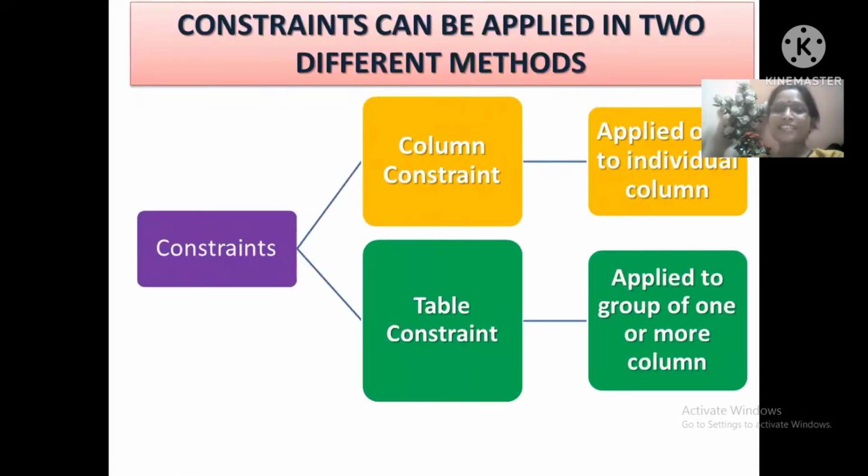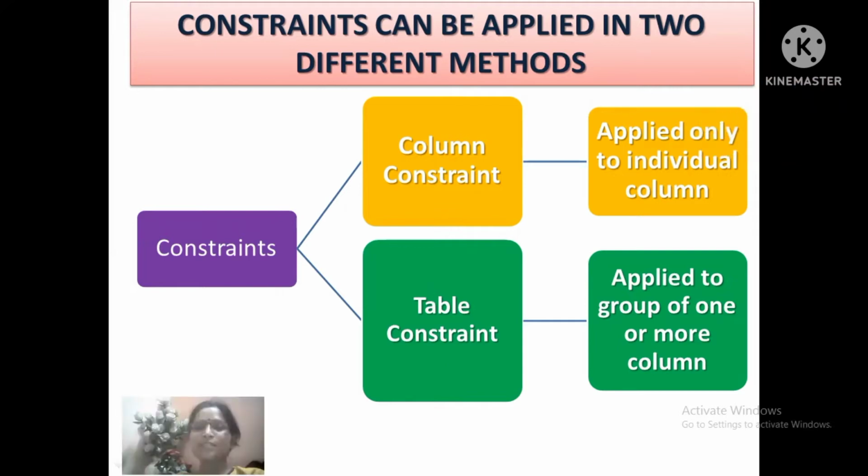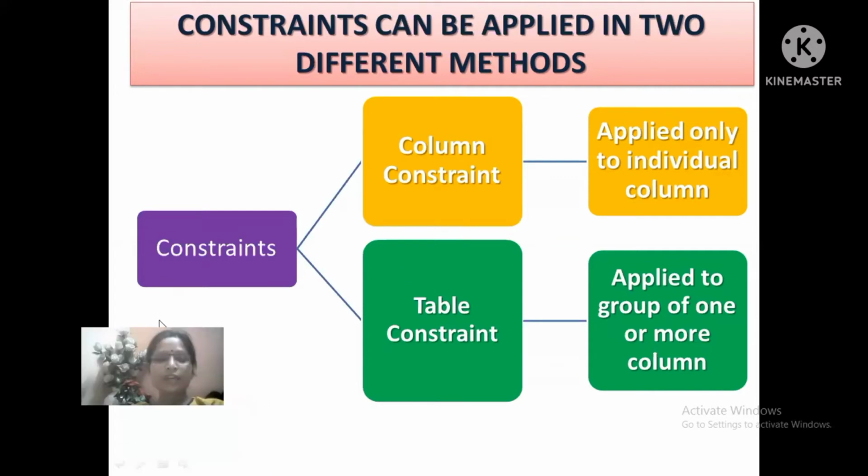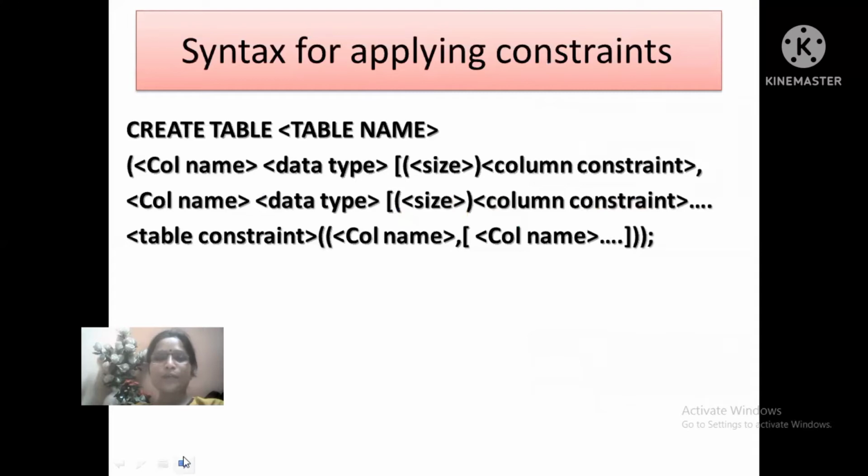First of all, there are different methods to apply a constraint on the table, on the column. One is the column constraint method, and the other is the table constraint method. If you are applying a constraint only to an individual column, it is called a column constraint. If you are applying it on a group of one or more columns, it is called a table constraint. Let us have an example, and then we will understand the column and table constraint methods.